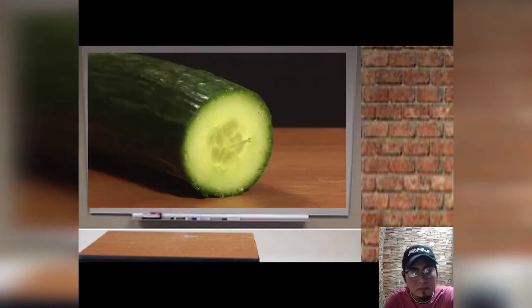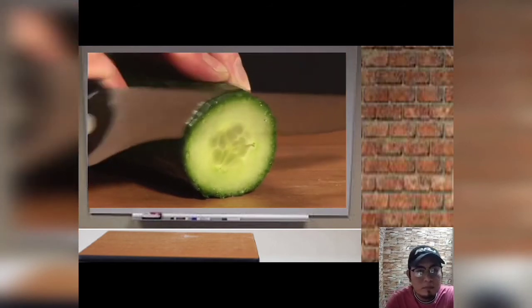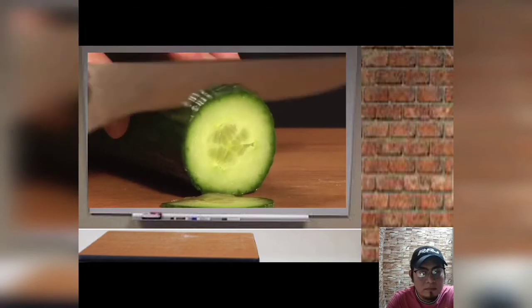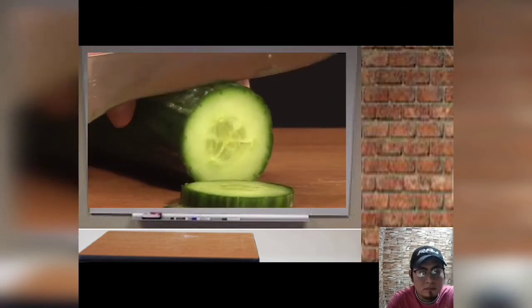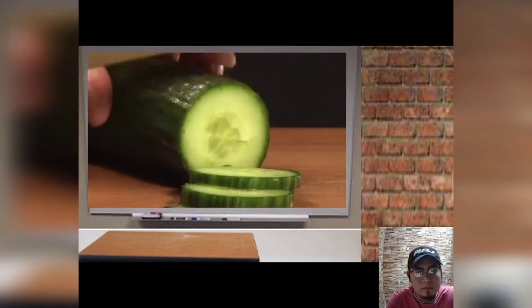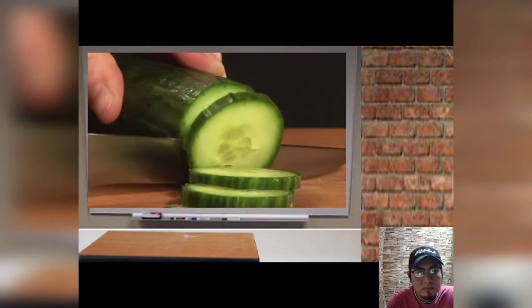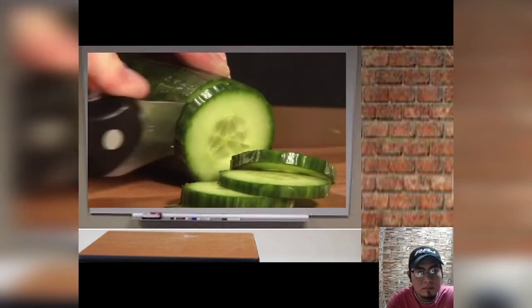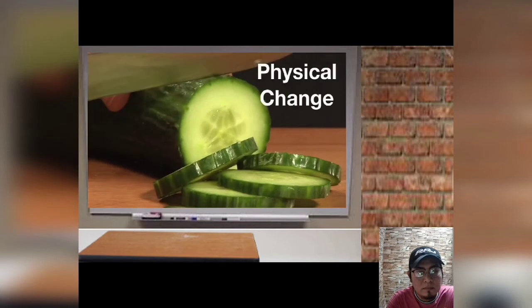And now here's one last one. When I cut this cucumber into thin slices, what type of change is happening? Well, this one was pretty clear. Nothing new is being created. All that's happening is the shape of the cucumber is changing. This is an example of a physical change.